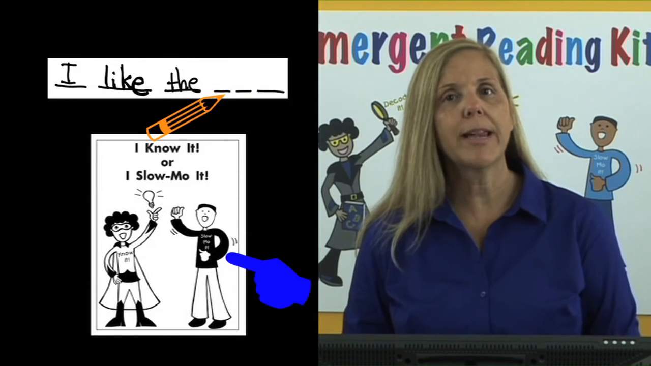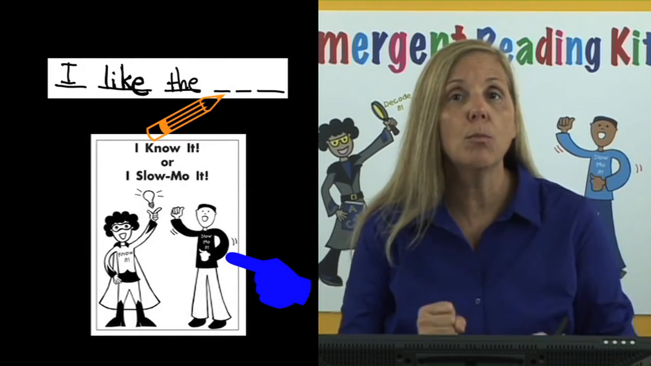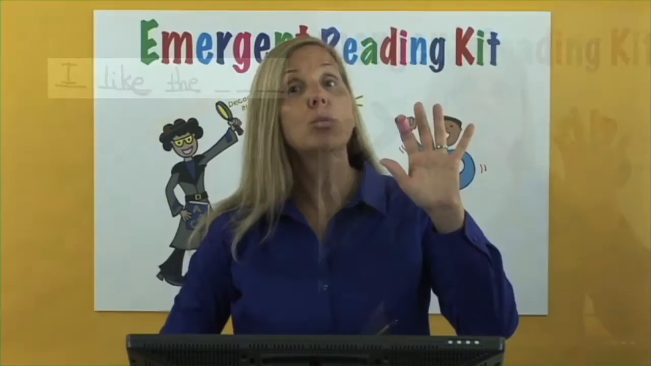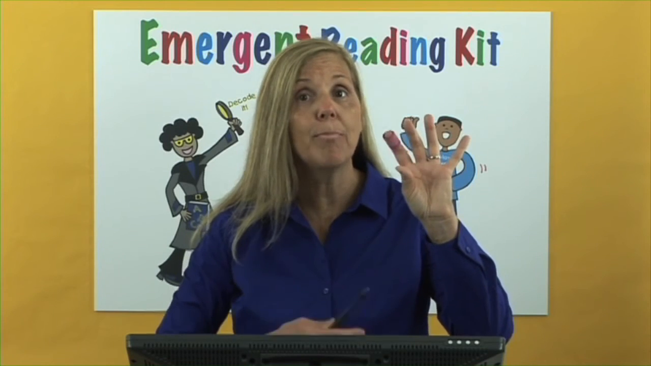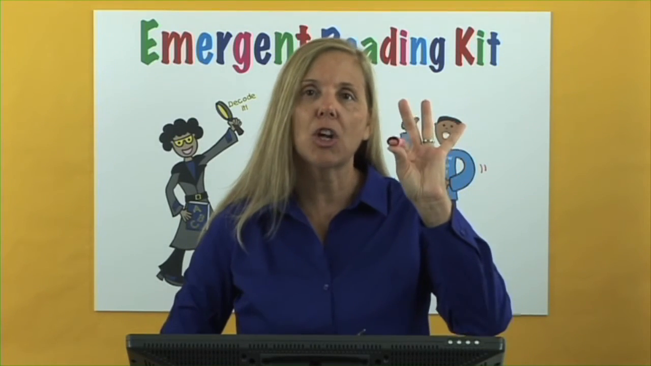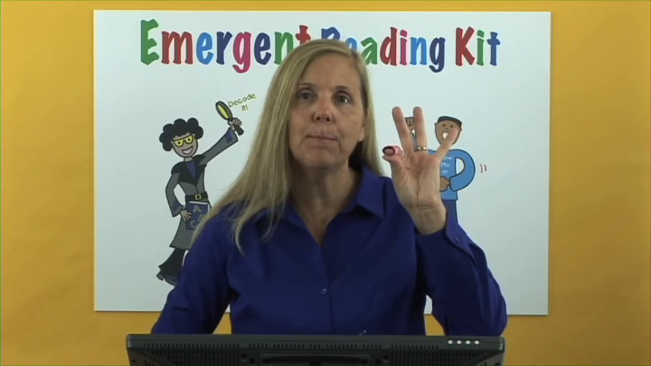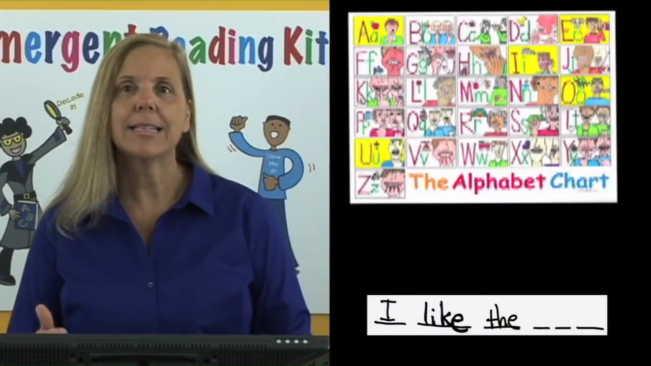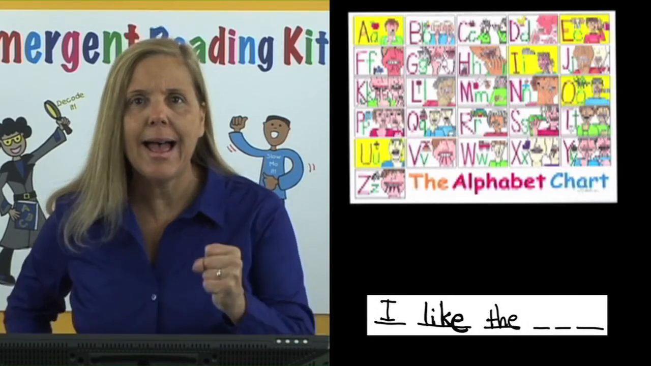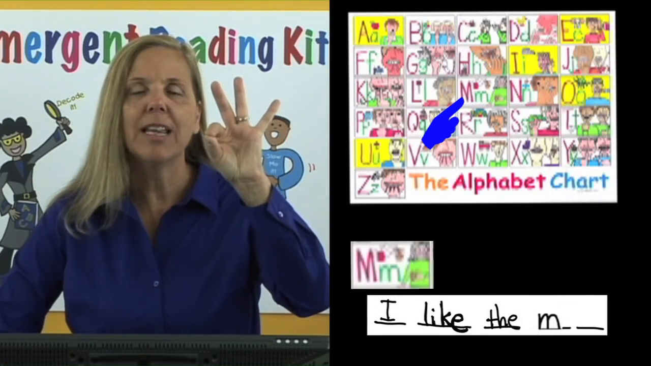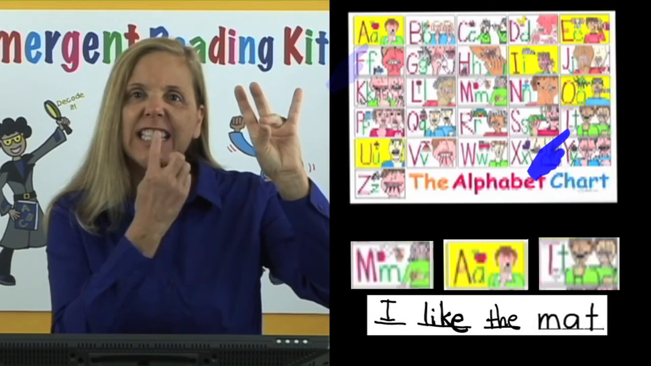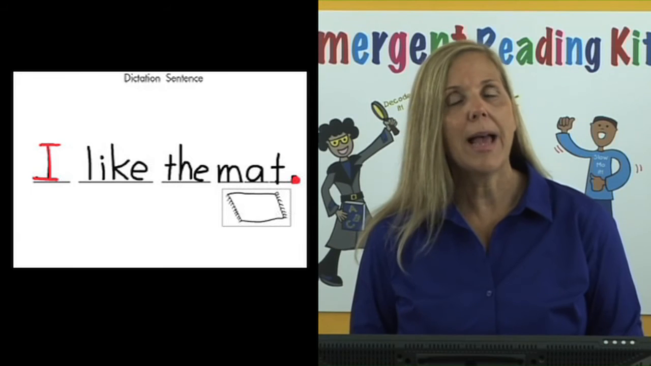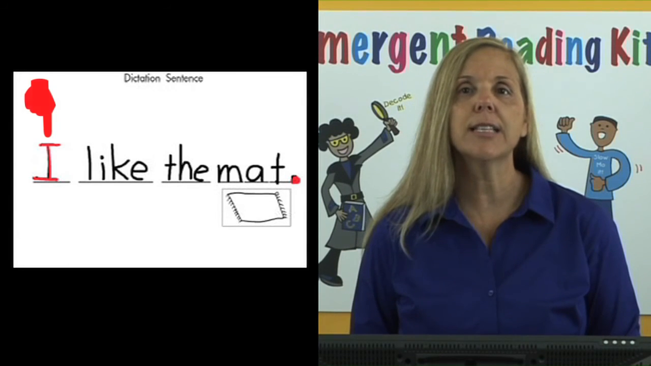Then we go to the slow-mo man strategy. Say the word, slow-mo man it. Then touch your finger for each sound using the alphabet cues, and stopping when you get to the finger hat. Stop and write down that letter that represents that sound. Mat, mat, at, mat.